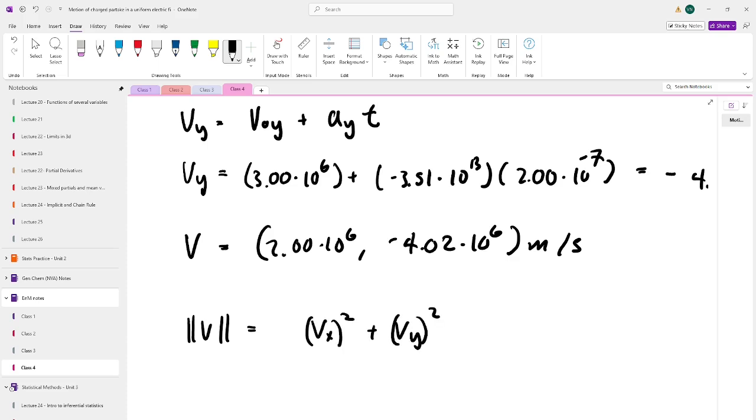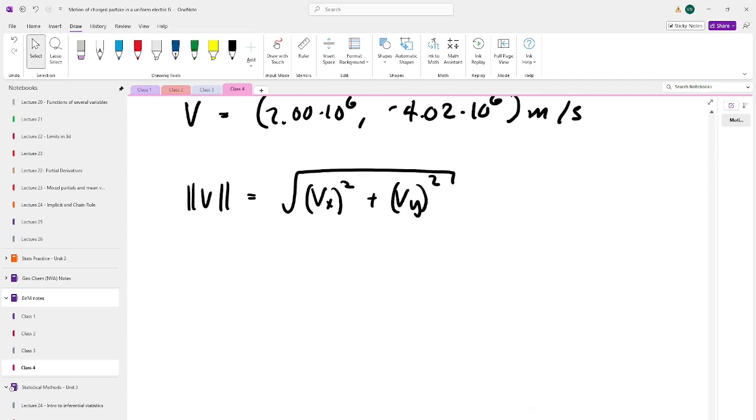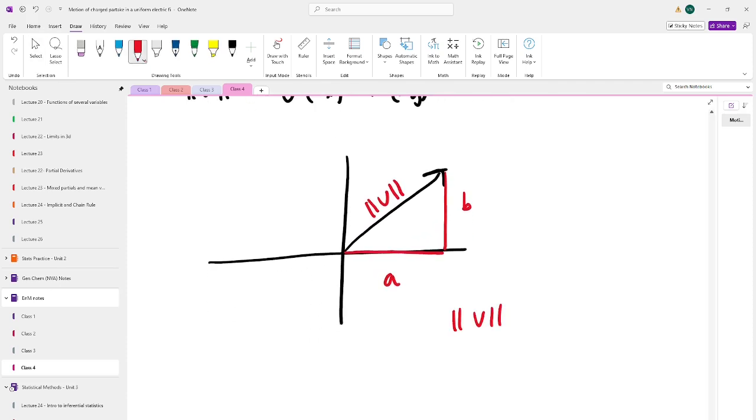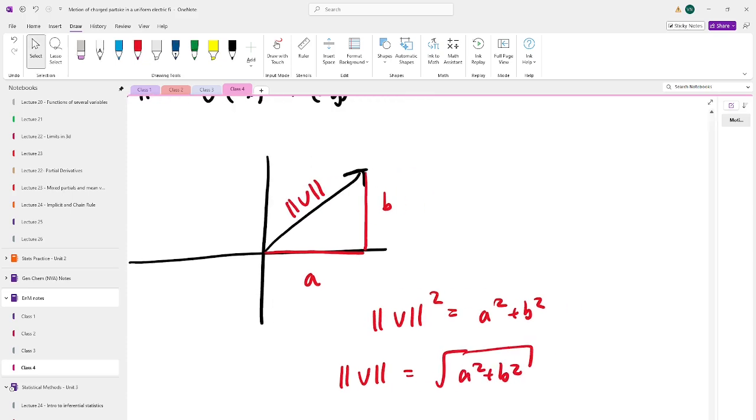I mean, it's just Pythagorean theorem, right? If you think of having a speed like that, its x component makes up the bottom half of a triangle. The side of the triangle represents the y portion. So the length here, which is what we're going for, squared is equal to a squared plus b squared. Or if you solve for the magnitude, you get the square root of a squared plus b squared. So that's what I did to get that formula.